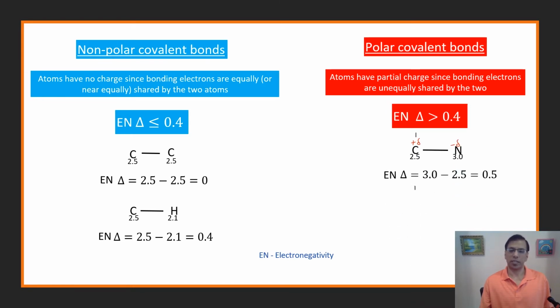Let's look at some examples. Consider the carbon-nitrogen bond. The electronegativity of carbon is 2.5, and the electronegativity of nitrogen is 3.0. So the difference in electronegativity of the bonded atoms is 0.5, and so it's considered to be a polar covalent bond.